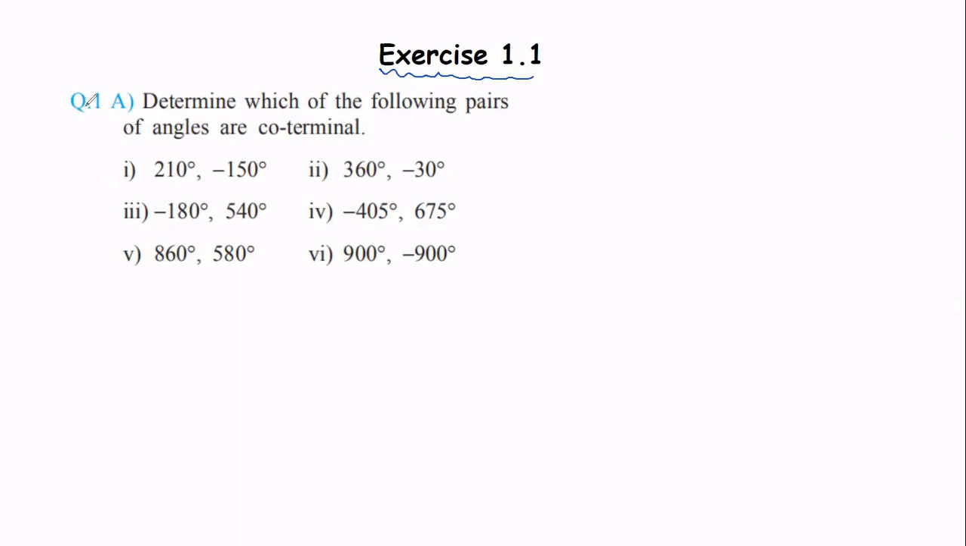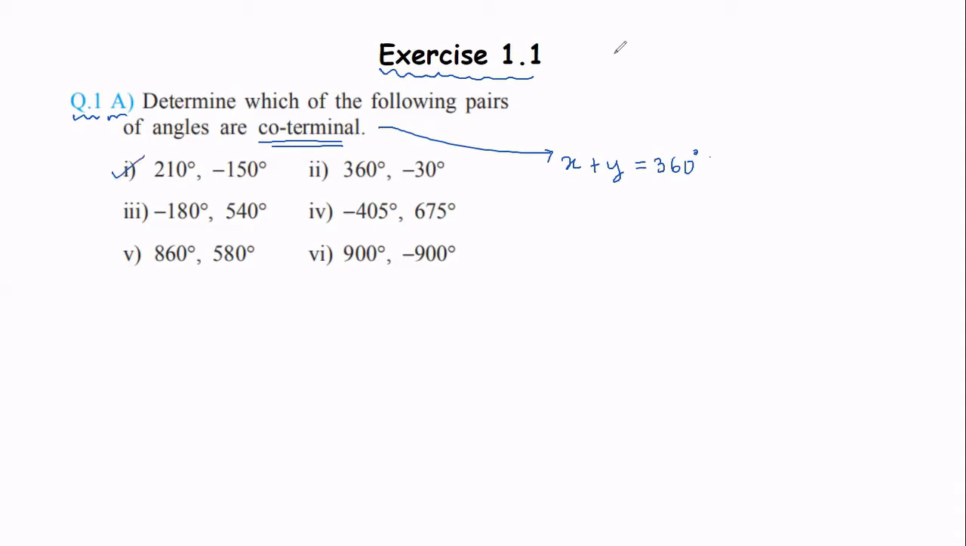So, the question 1A over there. Question 1 is divided into two parts, A and B. Question 1A is about determining which of the following pairs of angles are coterminal. Now, what do you mean by coterminal? Coterminal basically means if you take two angles which have the same initial arm, then their difference should give you 360 degrees. We will understand this with example number 1.